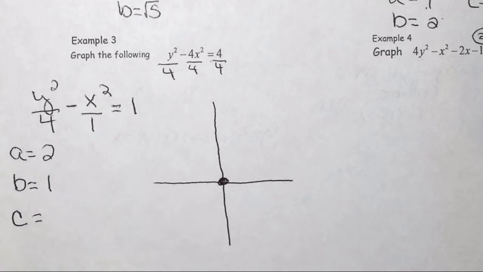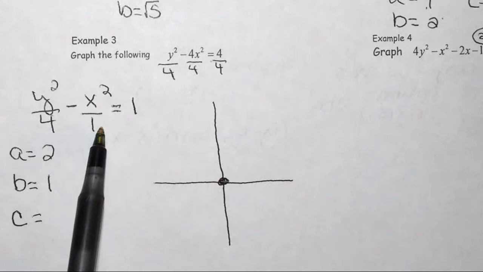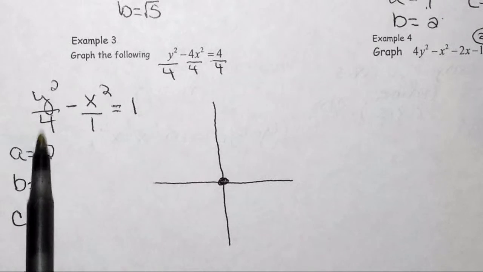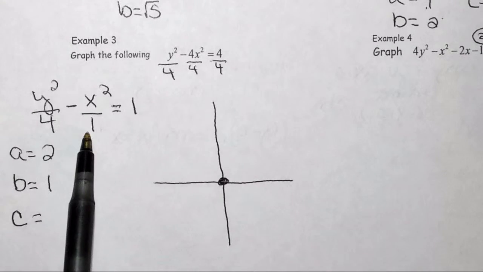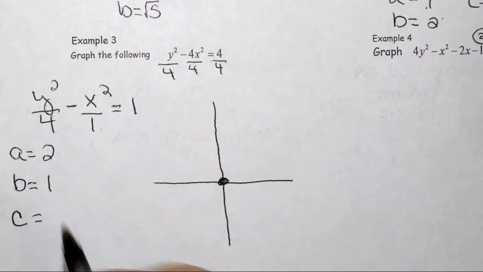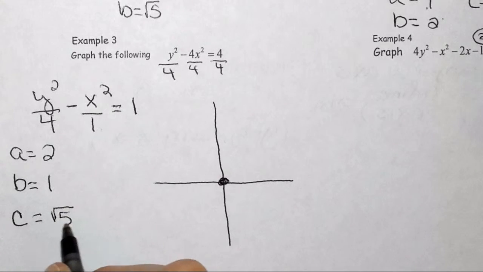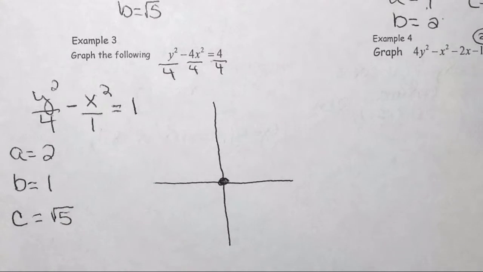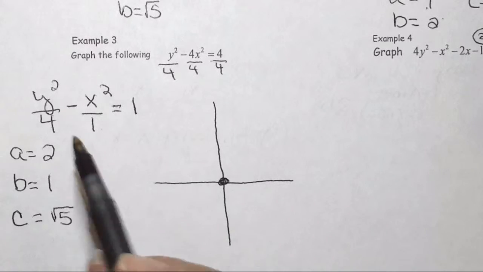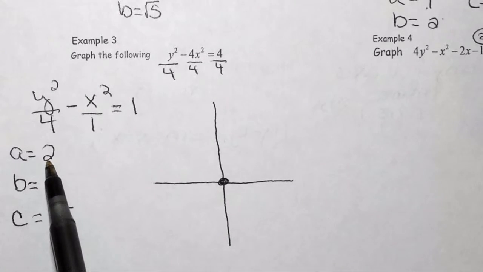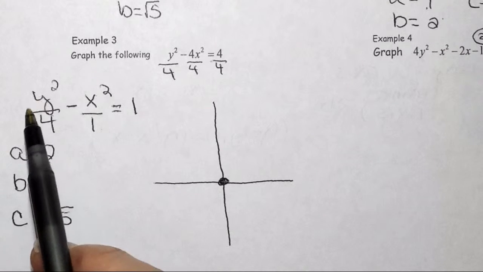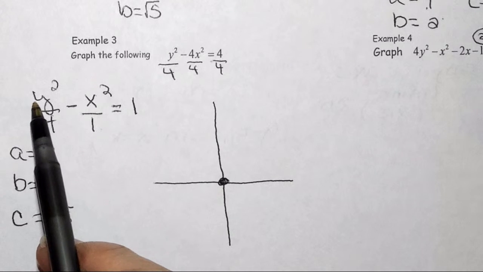So what do I still have to go find? C. Remember, C squared equals A squared plus B squared. This is A squared, this is B squared, so what's 4 plus 1? 5. So C is the square root of 5. Do I have everything I need to graph it? Okay. Which way should I go to? Up and down, because the y came first.